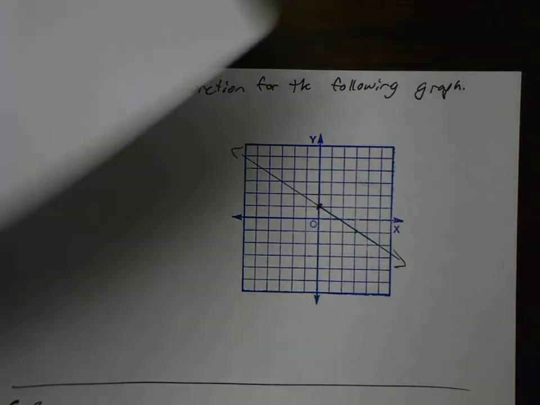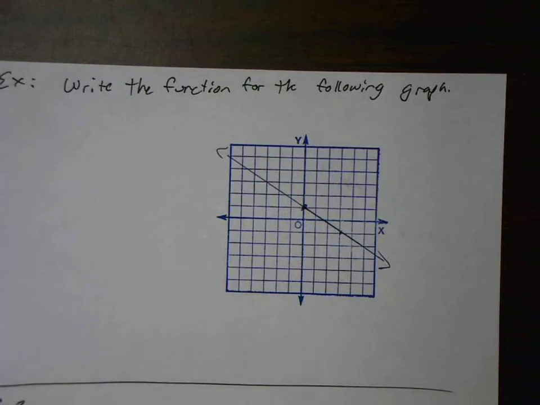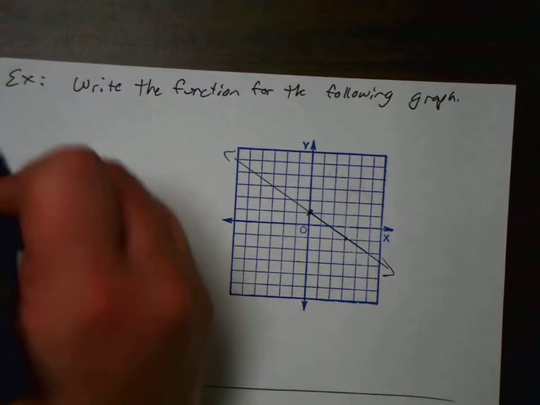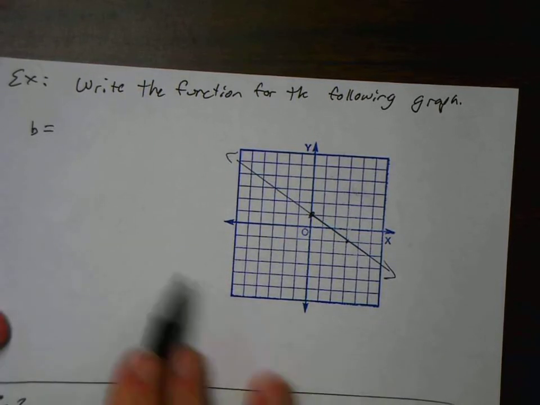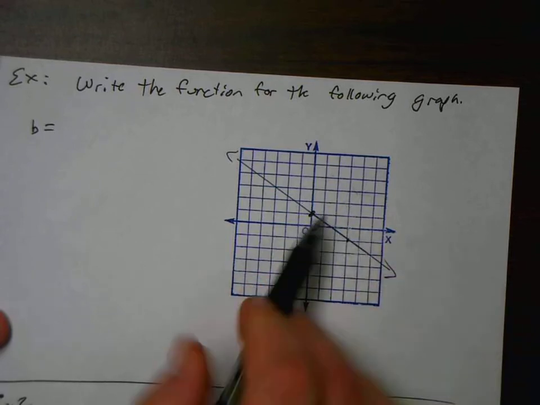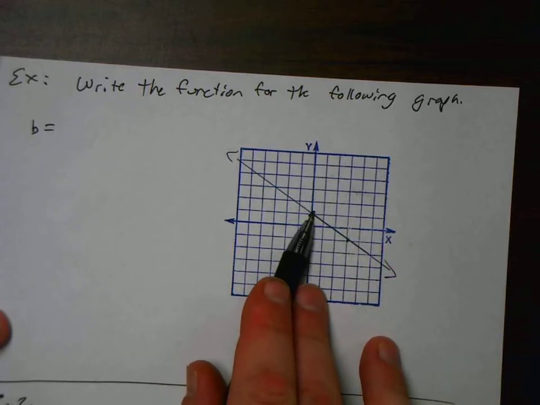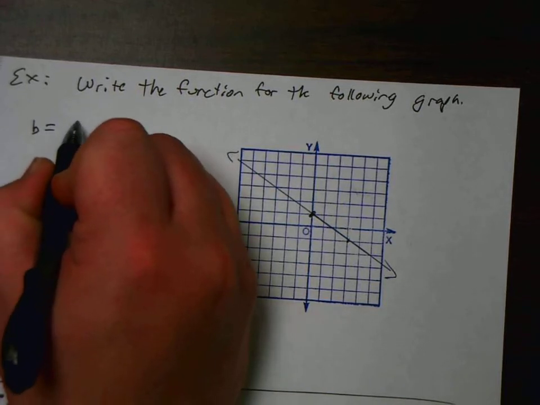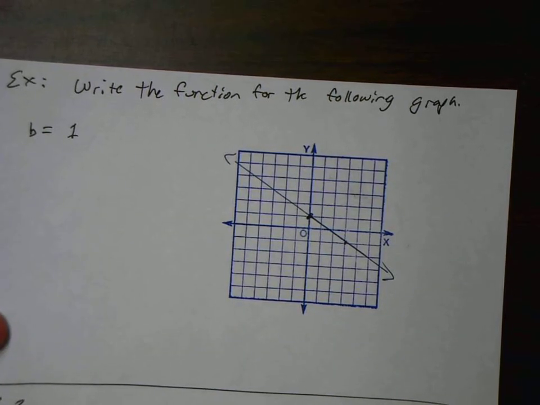We want to write the function for this graph. Well, I want to start off and find my b value. My b value here is right at this point, and this is the point (0, 1). Since I'm at a positive 1 on the y-axis, my b value is going to be a positive 1.